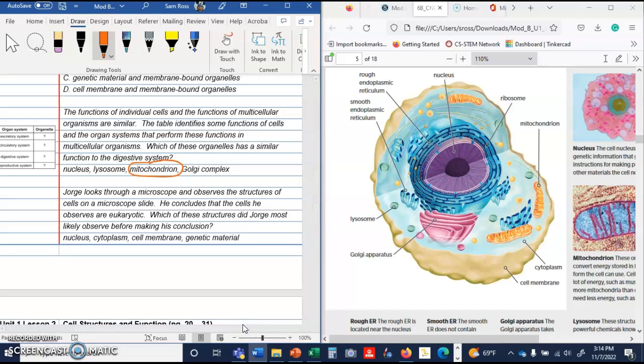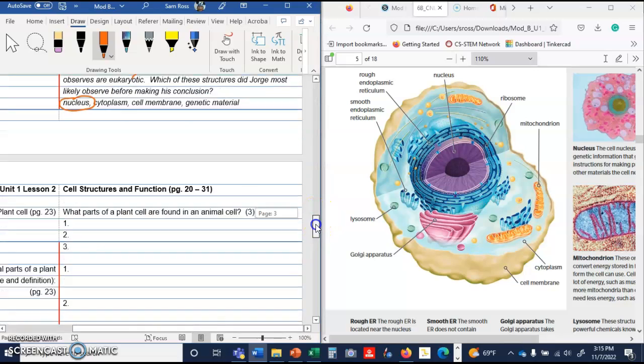George looks through a microscope and observes the structures of cells on a microscope slide. He concludes the cells he observes are eukaryotic. Which of these cells did George most likely observe before making his conclusion? Probably he saw a nucleus, because that's what you'll see in a eukaryotic cell. A prokaryotic cell will have cytoplasm, cell membrane, and genetic material. It just won't have a nucleus.